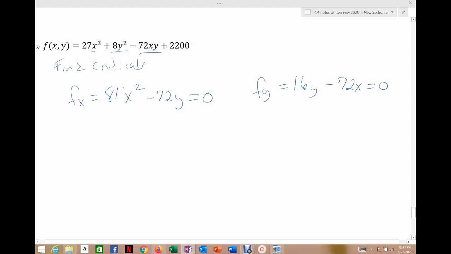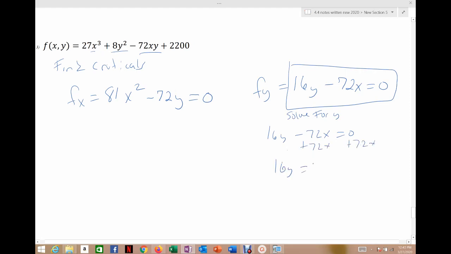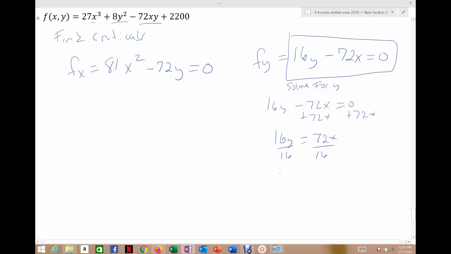Alright, so I've got the square here, which means I can't use a matrix. I have to use substitution. This is the easier equation, so this is the one I'm going to start with. The easier variable is y, because y is not being squared. So I'm going to solve this for y. Alright, so I'm going to take my 16y minus my 72x and solve for y. So I get 16y equals 72x, divide by my 16. And so y equals 4.5x. And so that's what we're going to use to substitute.